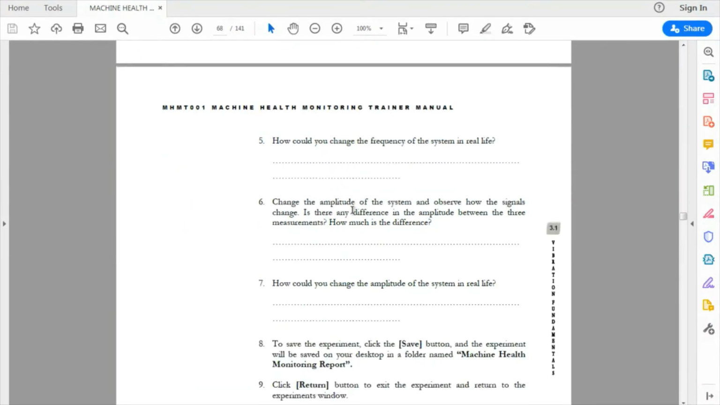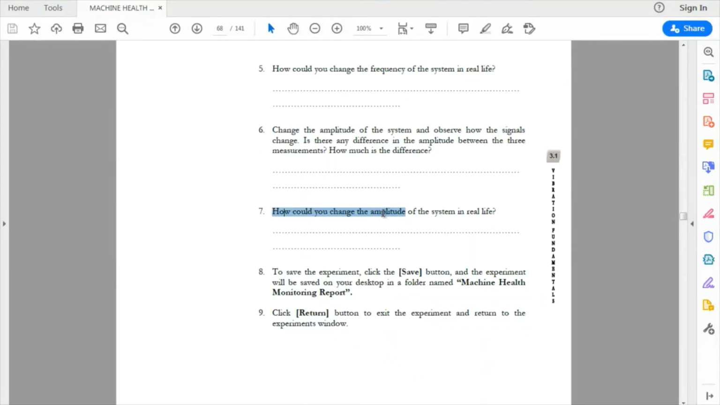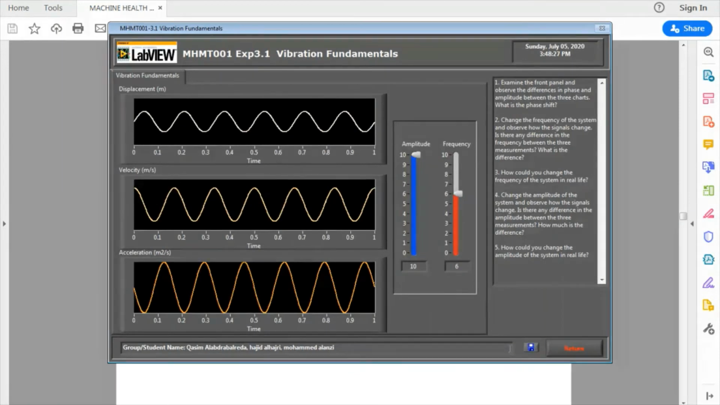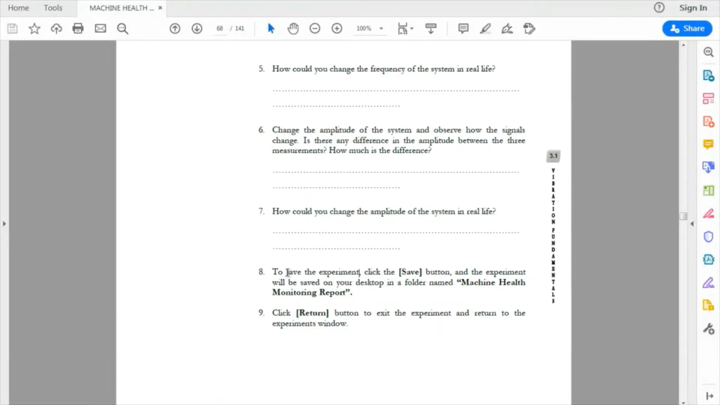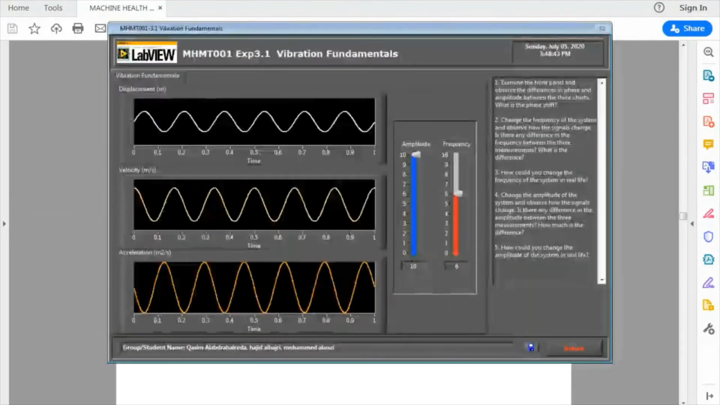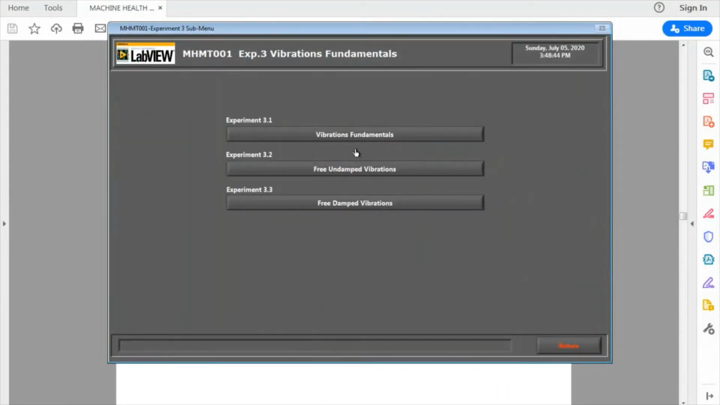That's it. These questions are all related to the fundamentals of vibrations. We can save our experiments by clicking save, so graphs will be automatically saved in an Excel file, but we don't need to do so. This is the end of the first section. We can click the return button to exit the experiment and return to the main window. If I return, these are the 3 sections. We are done with the vibration fundamentals.